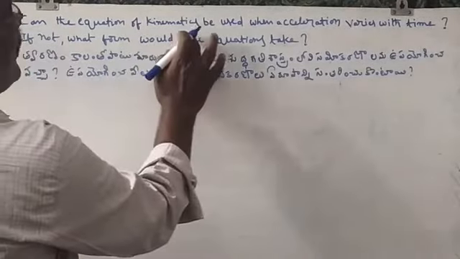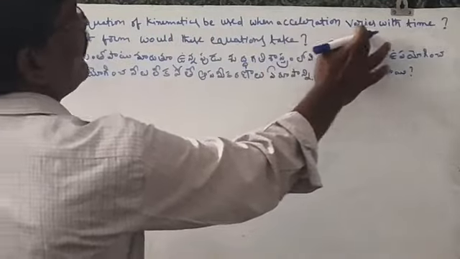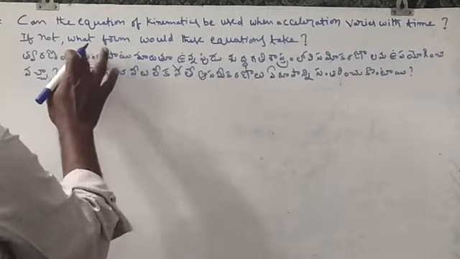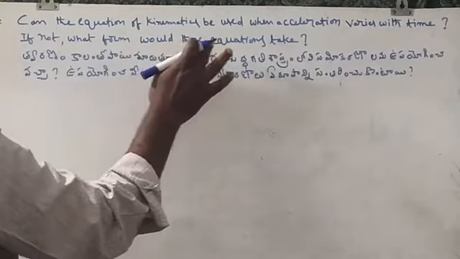Can the equations of kinematics be used when acceleration varies with time? If not, what form would these equations take?